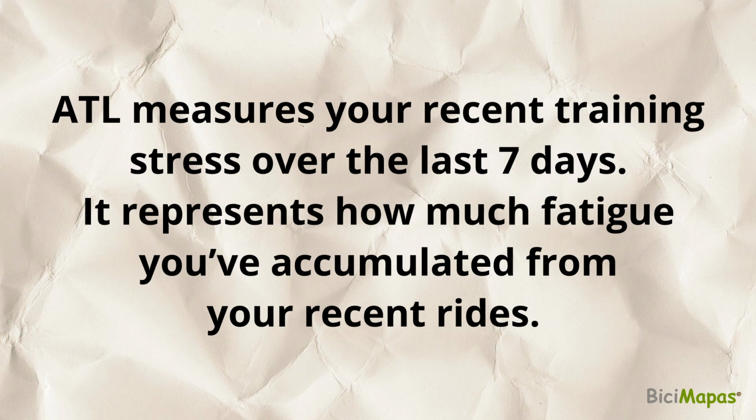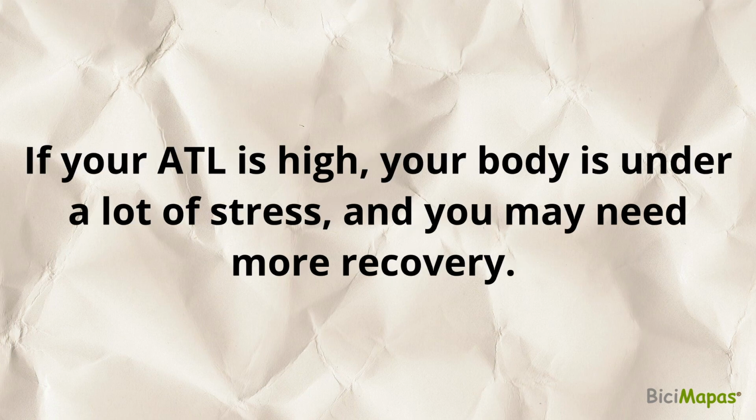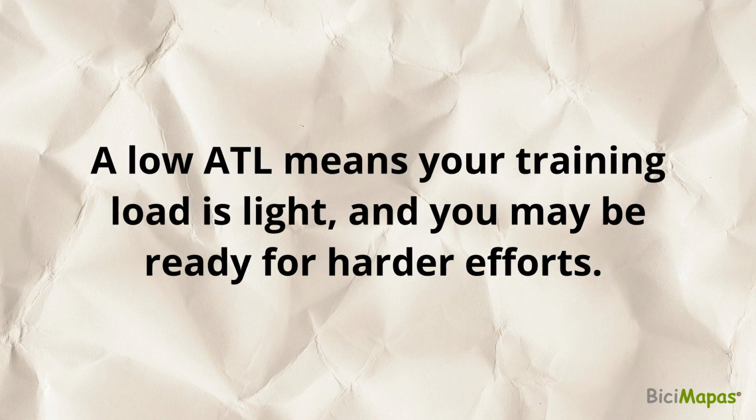ATL measures your recent training stress over the last 7 days. It represents how much fatigue you've accumulated from your recent rides. Unlike CTL, which tracks long-term fitness, ATL tells you how tired you are right now. If your ATL is high, your body is under a lot of stress, and you may need more recovery. A low ATL means your training load is light, and you may be ready for harder efforts.